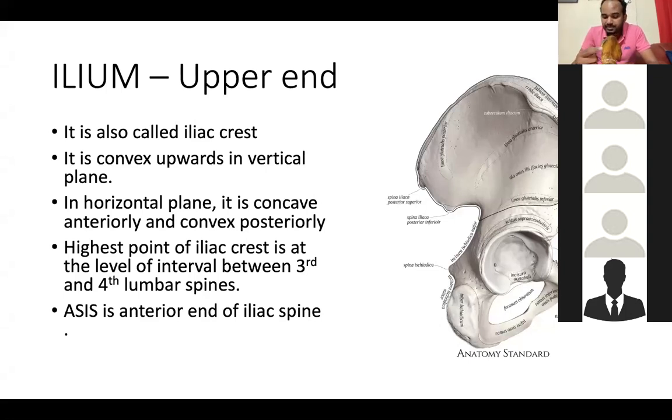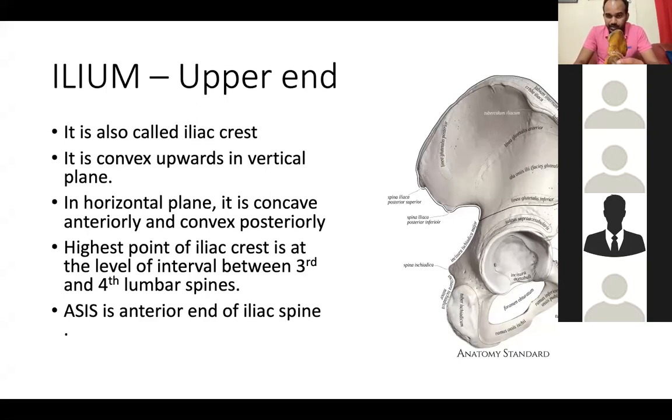This anterior superior iliac spine receives the attachment of the inguinal ligament. Not only that, it also gives attachment to a muscle called sartorius. Sartorius is a muscle of the anterior compartment of the thigh. So the sartorius muscle and the inguinal ligament are both attached to the anterior superior iliac spine. Is that clear, everybody?